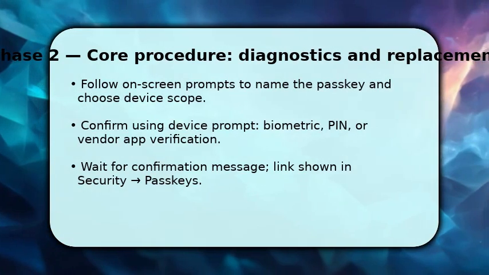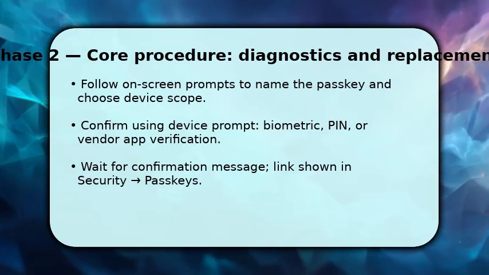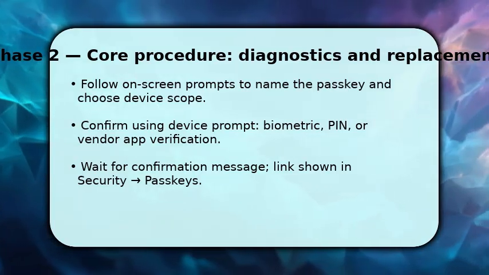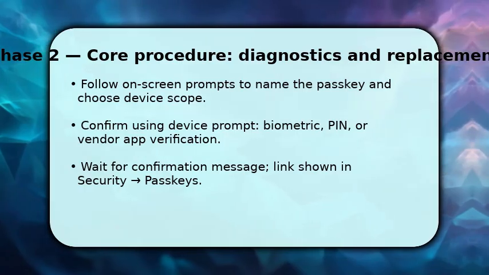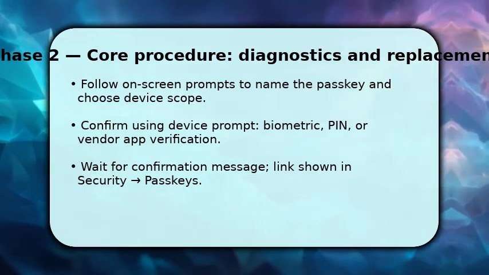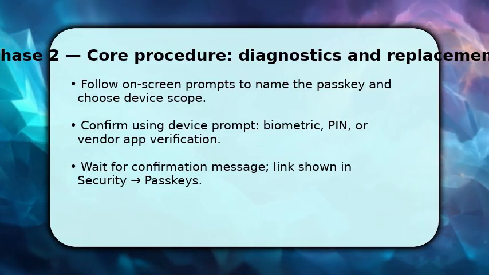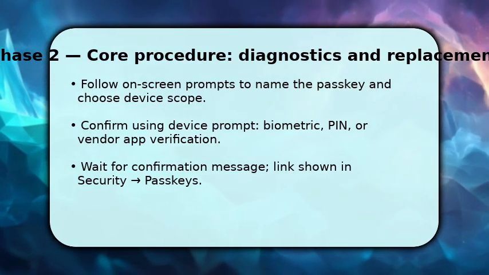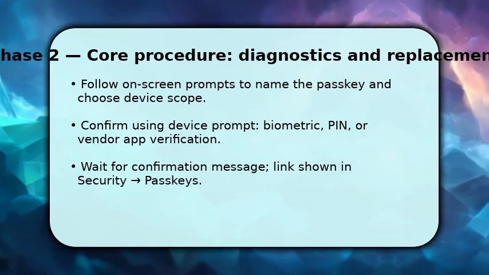Once prompted, give the passkey a clear name so you recognize it later, and choose whether it's tied to this device only or usable across devices. Then confirm registration by completing the device prompt. Use biometric scan, local PIN, or your phone's vendor app to approve.